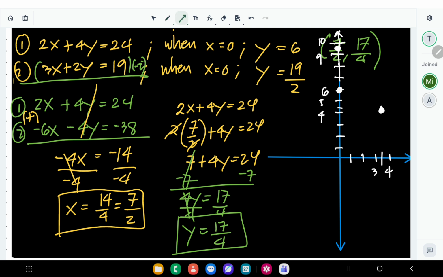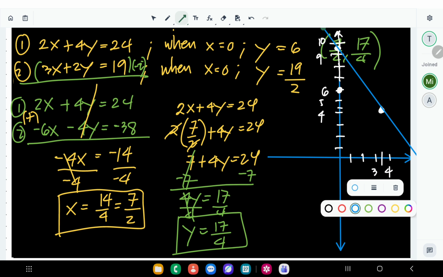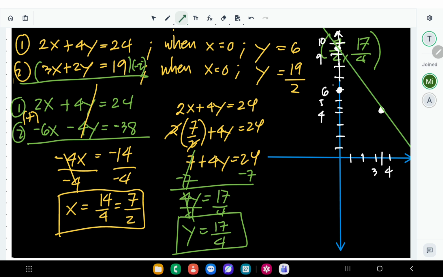So your graph should look like this. Yeah, your graph should look like this. And this is your solution: 7 over 2, 17 over 4.